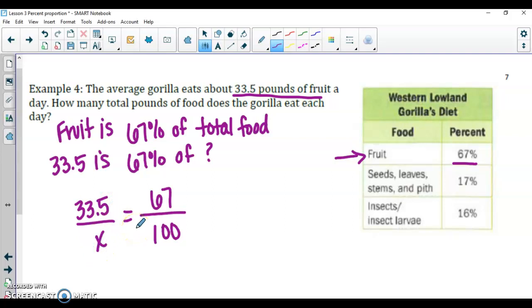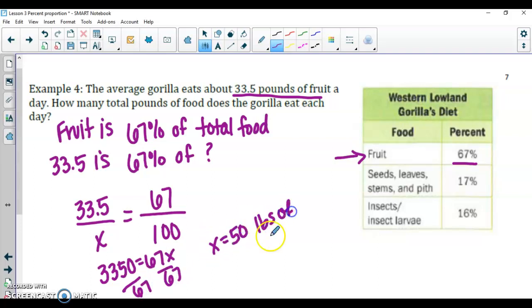Go ahead, cross multiply, and then pause to find out the answer for how many total pounds of food the gorilla eats. So when I solve this, I get 3350 equals 67x. Divide by 67 on both sides, and I get x equals 50 pounds of food.